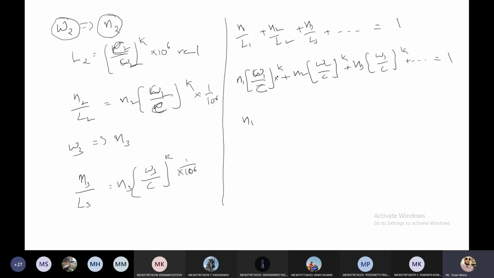So now, taking the 1 by 10 to the power of 6 factor across, N1 into W1 power K plus N2 into W2 power K plus N3 into W3 power K equals C into 10 to the power of 6, power K.